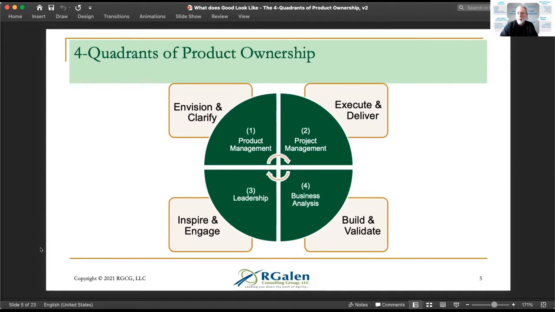The 4 quadrants are: product management is one quadrant. Another one is project management. And people look at me sometimes when I'm talking to an agile audience and I mention the term project management, everyone looks at me like I'm a little odd, and I am a little odd. So I'll explain what it means. I'm not trying to change the world. I'm not trying to undermine agility. Then there's a leadership quadrant, and a business analysis quadrant, and we'll explore each one of these.